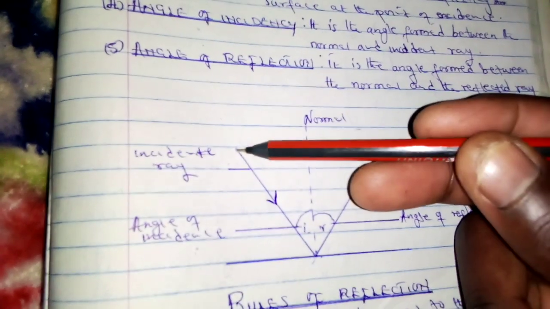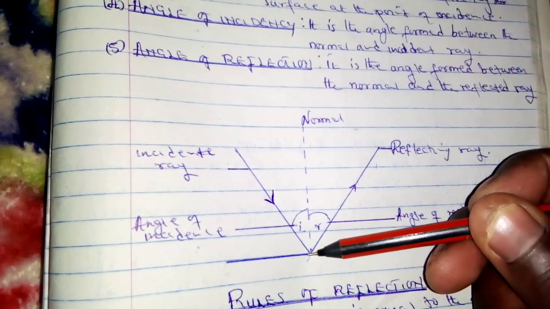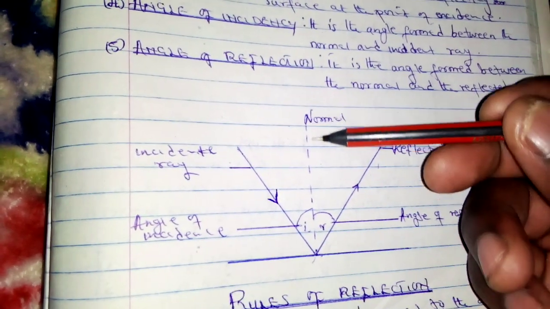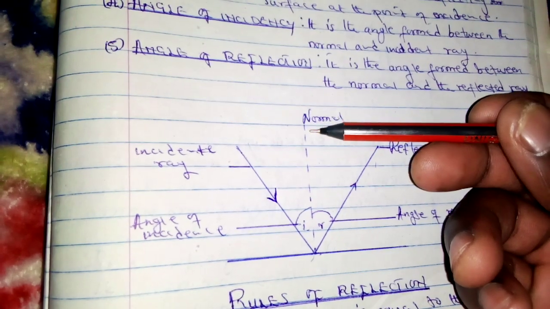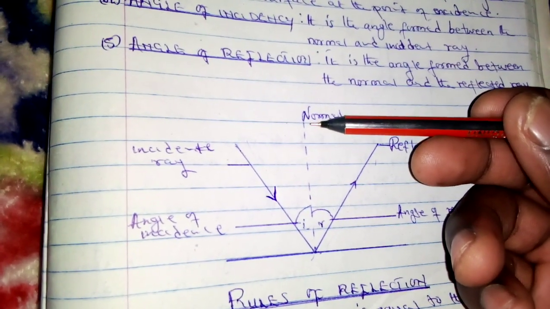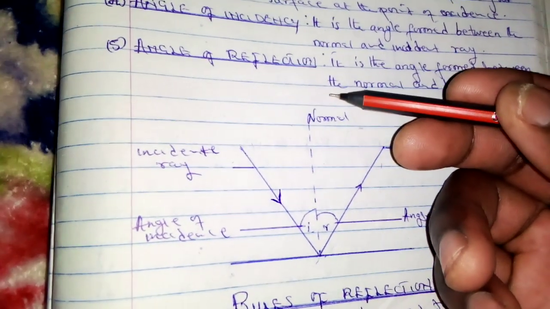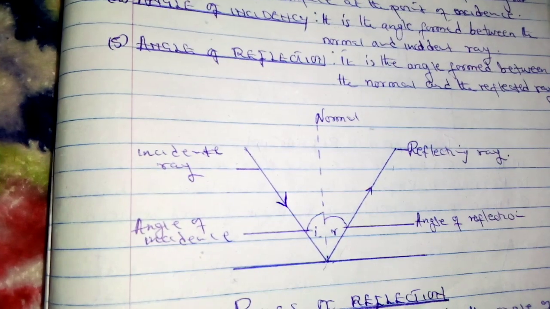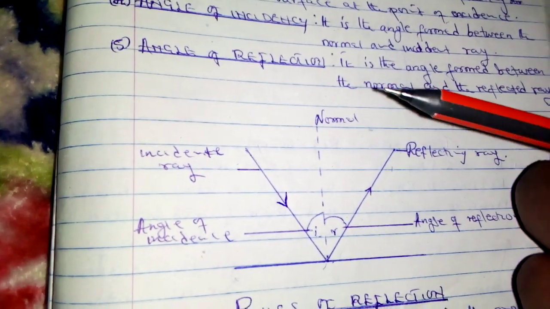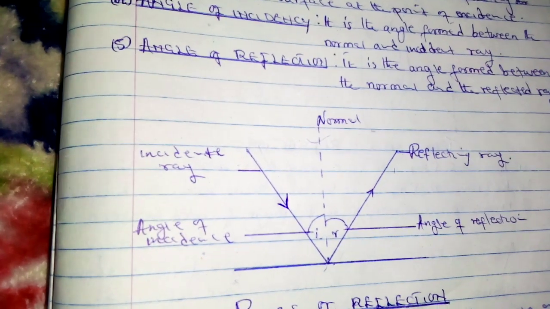Now this incident ray hits the surface at an imaginary line, which is called the normal. The normal is the line which is at 90 degrees to the surface. It is an imaginary line. It's not an original line. It's something that is imagined. So it's an imaginary line that meets the surface at 90 degrees.